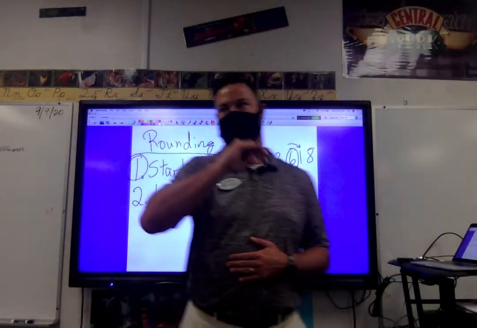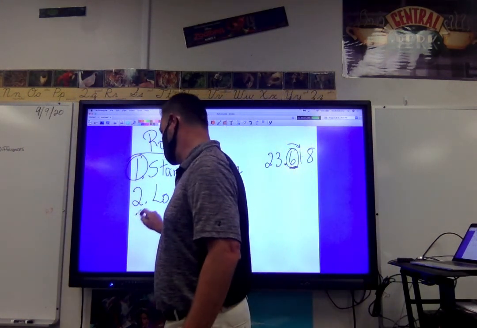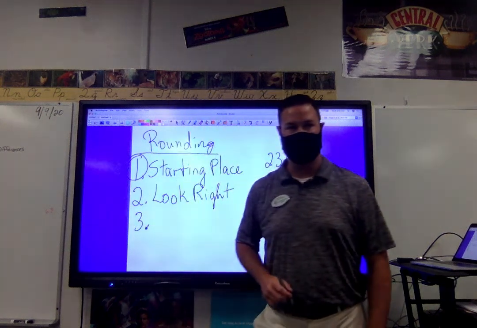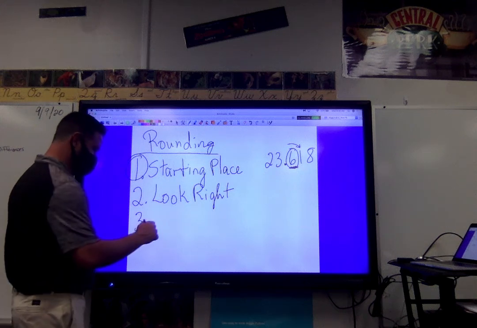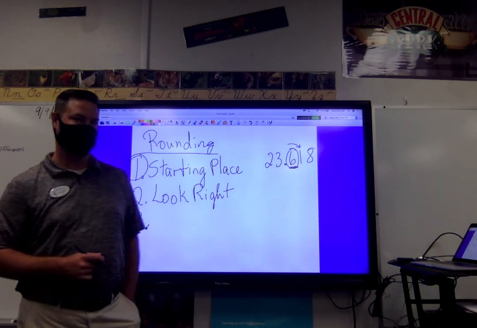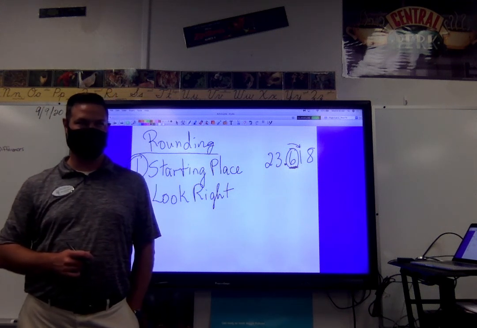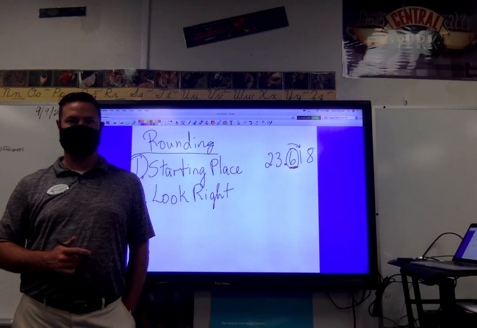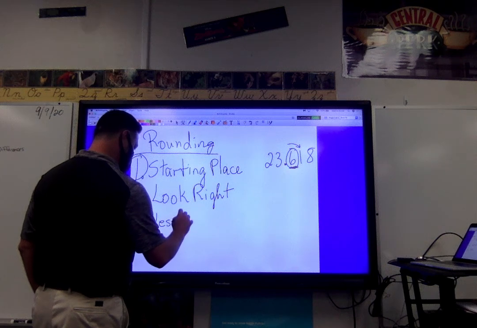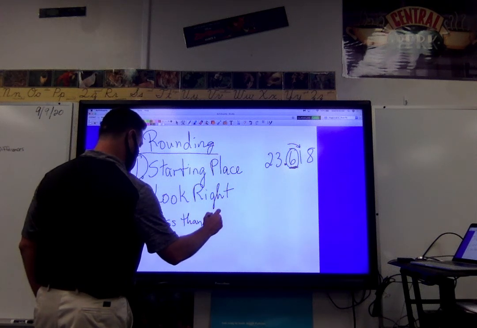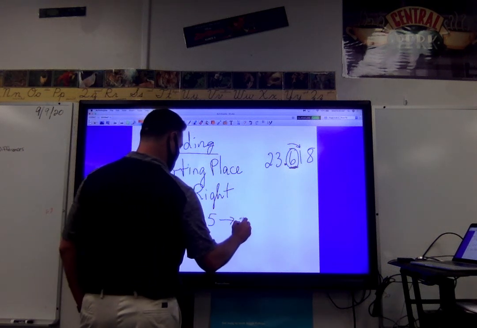How do we determine whether it stays the same or goes to a 7? One little key. Charles? If it's above like a 5 or like a 4, it changes. And if it's below. Below what? If it's below a 5. Correct. If it is less than 5, it stays the same.